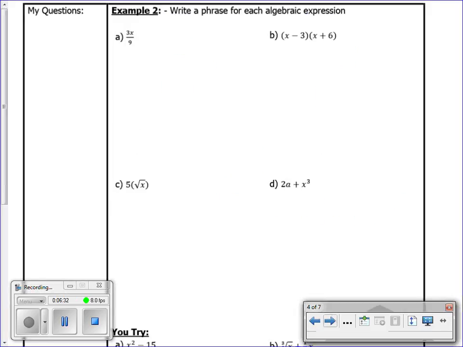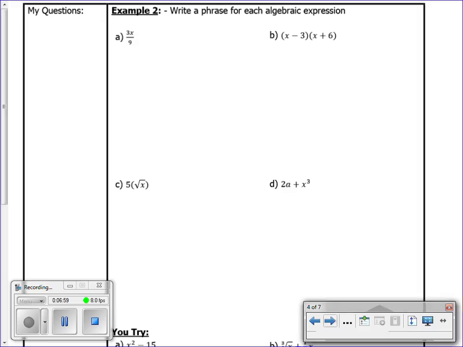For example 2, we are writing a phrase for each algebraic expression. Now just note your answers may vary here. You may not put the exact same thing as I do. But I find the easiest way to do this is to simply read the expression out loud to yourself, and as you say it out loud, you write it down. Again, when you have a coefficient and variable right next to each other, that operation that's occurring is multiplication.